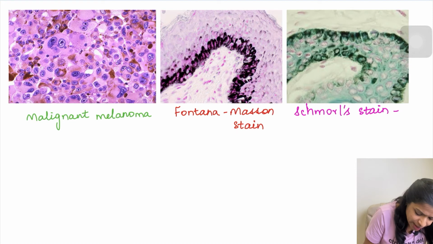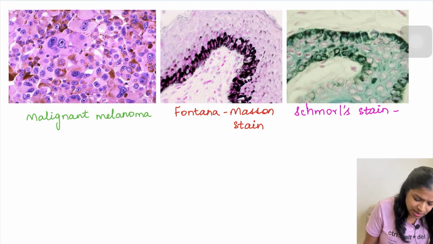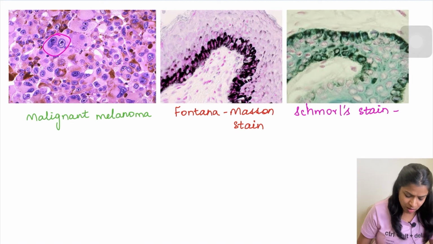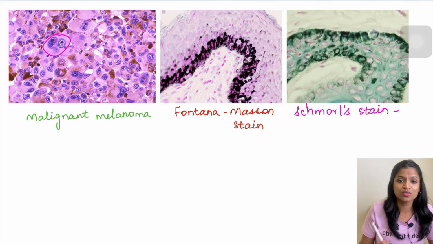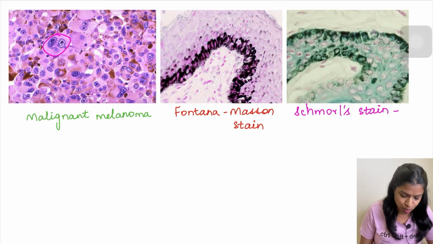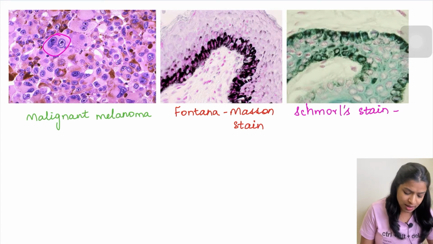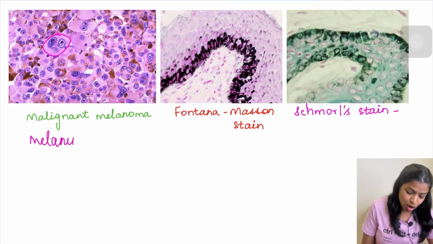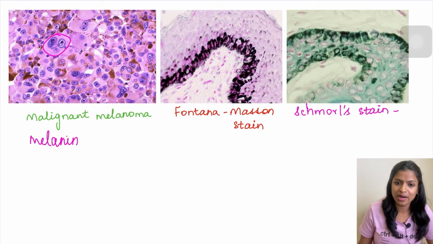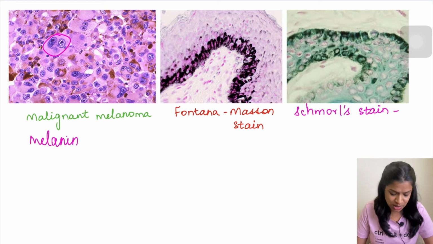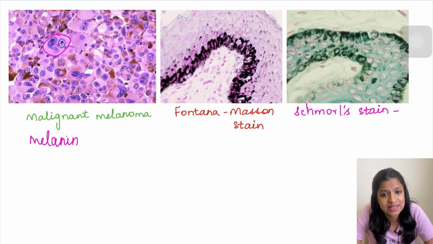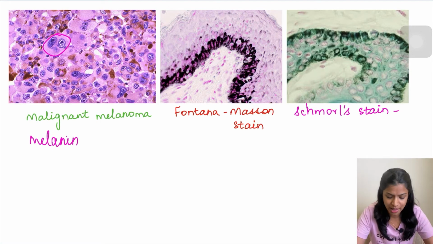Here again we can see this brownish black pigment, and these are the tumor cells which are having this prominent nucleoli, which is one of the classical features of a malignant melanoma. This malignant melanoma again contains the melanin pigment. Not necessarily should melanin pigment be present for a malignant melanoma, but mostly we do see melanin pigment in a malignant melanoma. So what are the special stains in which we can highlight the melanin pigment?